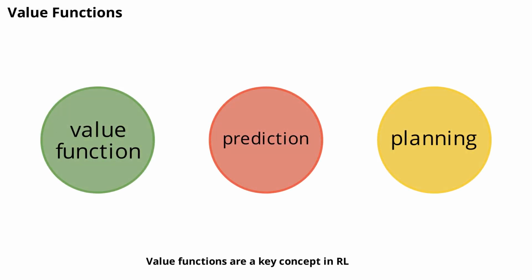Value functions are a key concept in RL. They estimate how good it is for the agent to be in a particular state or to perform a certain action in a state. By learning value functions, the agent can predict the long-term rewards of different choices, not just immediate outcomes. This helps the agent plan ahead and make smarter decisions, especially in complex environments where the consequences of actions may not be immediately clear.